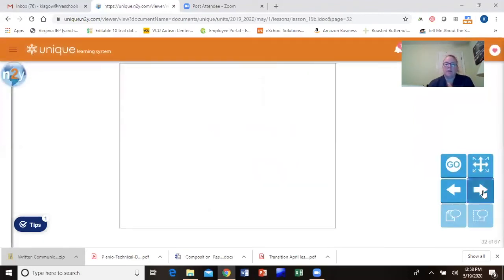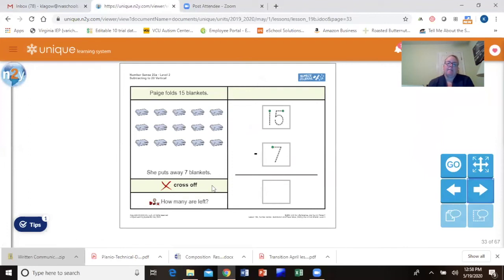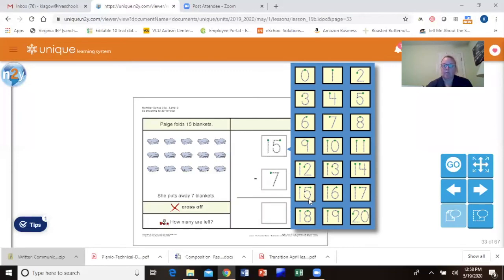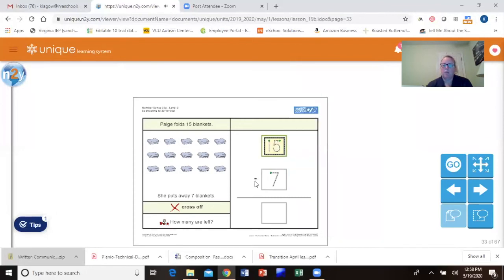All right, let's try this one now. We have a bigger number, okay? Paige folds 15 blankets. There's 15 blankets. Let's find the number 15. There we go. Here's the number 15. And we took away 7. So let's cross off 7.